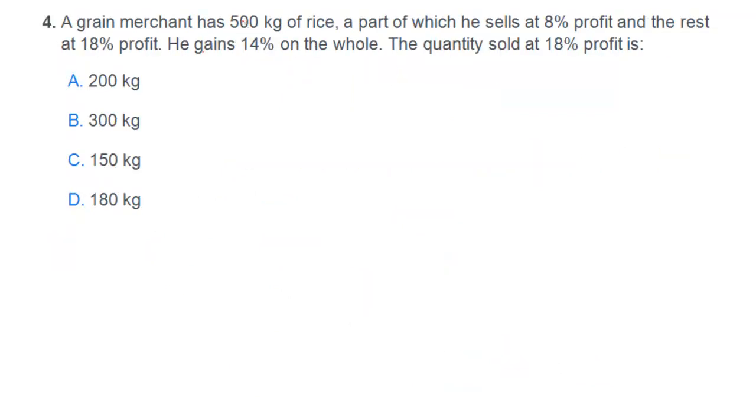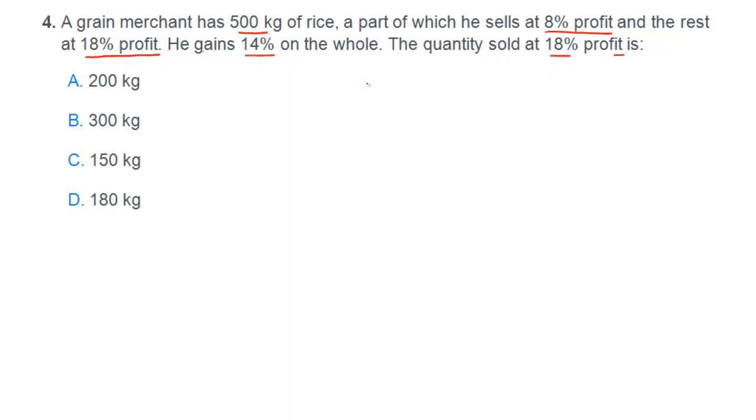Let's take the next question. It says a grain merchant has 500 kg of rice, a part of which he sells at 8% profit and the rest at 18% profit. He gains 14% on the whole. The quantity sold at 18% profit is.